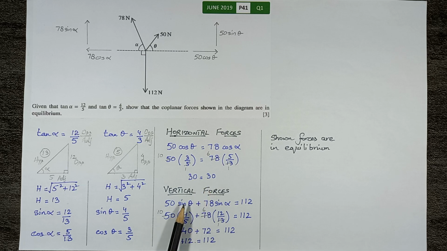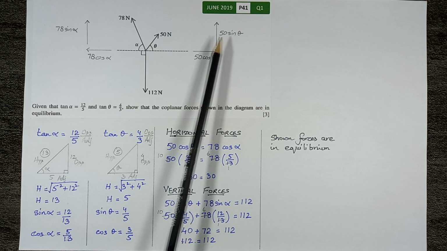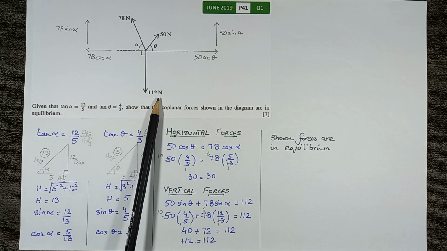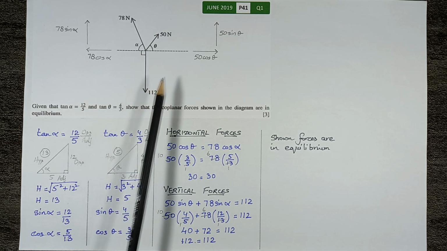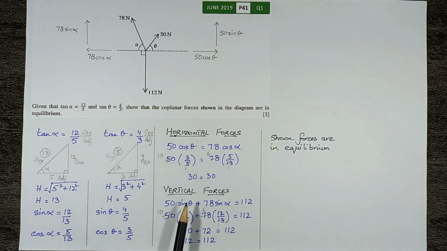We also have to verify the vertical forces. We can see two forces pointing upward, 50 sine theta and 78 sine alpha, and we have the 112 Newton force which is pointing downward. So definitely the sum of these two would be equal to 112. So by placing the same condition, that 50 sine theta plus 78 sine alpha is equal to 112, and placing the values of sine theta and sine alpha from here, and then after simplifying we can see that 112 is equal to 112.